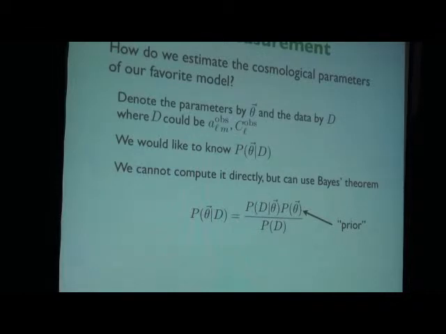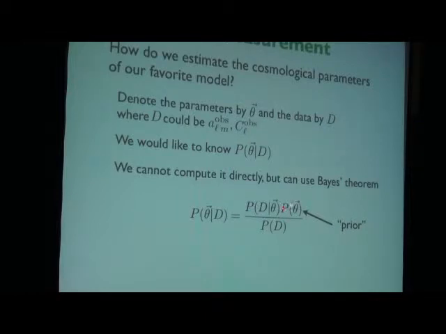And eventually what we want to know from this data is what's the probability distribution for the parameters in our model given the data. This is not something you know how to compute directly, but you can compute it using Bayes' theorem, so you can rewrite it. You can write the probability for the parameters given the data as the probability for the data given the parameters times the probability for the parameters divided by the probability for the data.